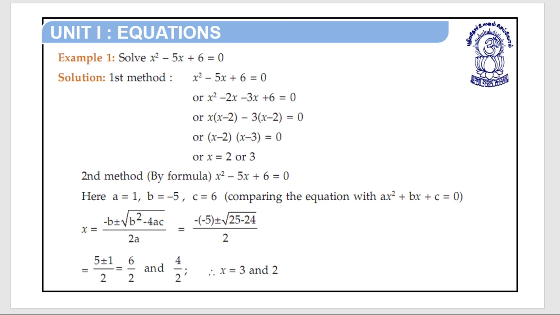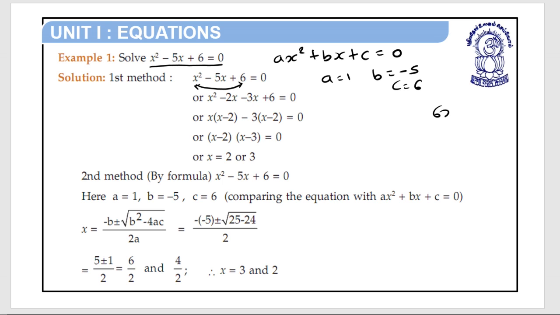Now solve the example. x square minus 5x plus 6 is equal to 0. Compared with ax square plus bx plus c is equal to 0, here a is equal to 1, b is equal to minus 5 and c is equal to 6. So x square, 6 will be the multiplication of the first term and the last term, so 6x square. 3 twos are 6.